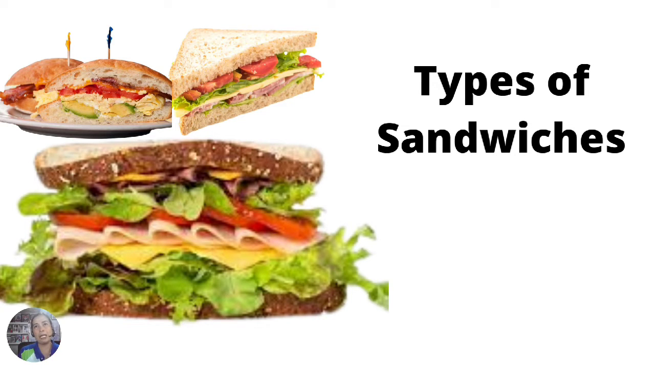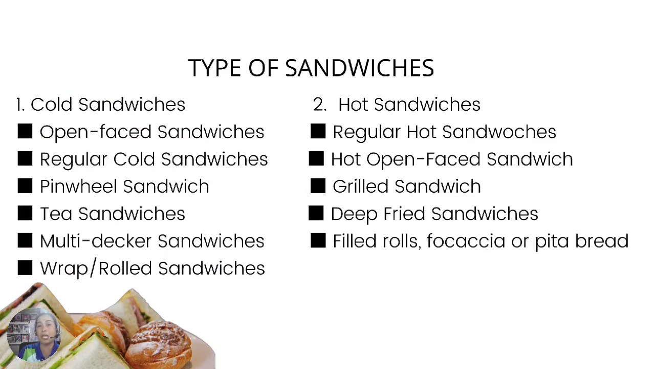Basically, di ba pag sinabi nating sandwiches, nakakain na tayo niyan eh. It can be an egg sandwich, hotdog sandwich, hamburger, tuna sandwich, chicken sandwich, yung mga what they call that, clubhouse sandwich, and a lot more. So let's focus on the types of sandwiches. Ano nga ba itong tinatawag nating type of sandwiches?